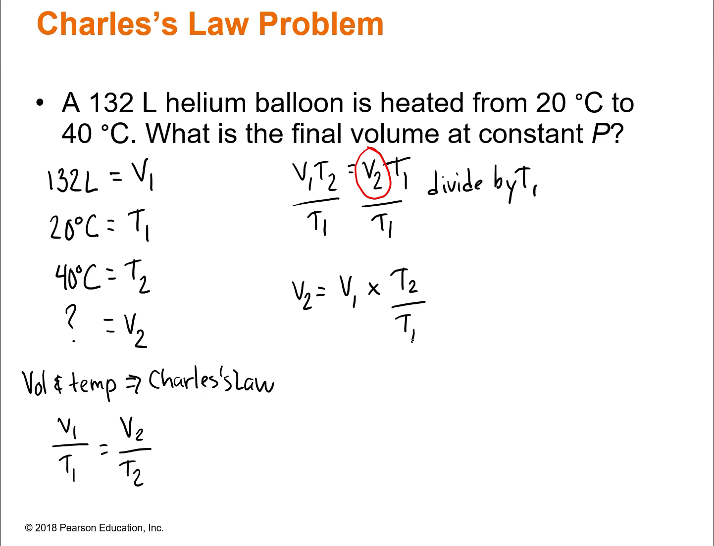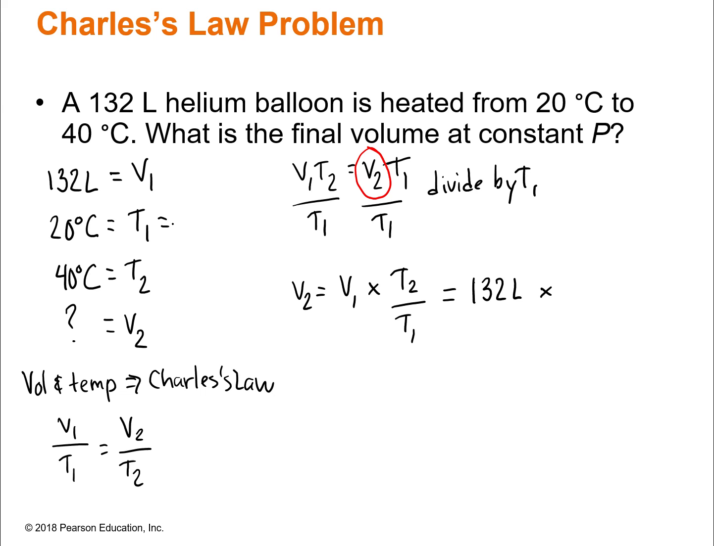Notice how I group the temperatures together. It will make your life easier. Now you can plug in the values from the equation, or from the problem. We have 132 liters for our initial volume. Don't forget, these temperatures are in Celsius, so we need to convert those to Kelvin.